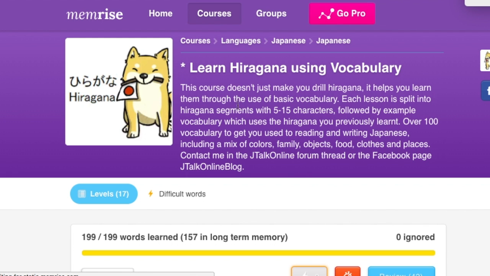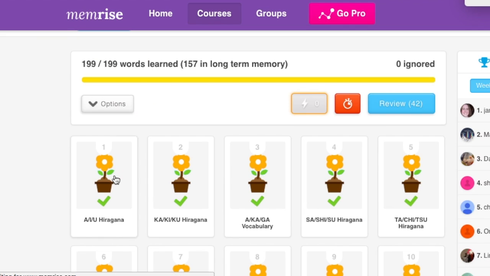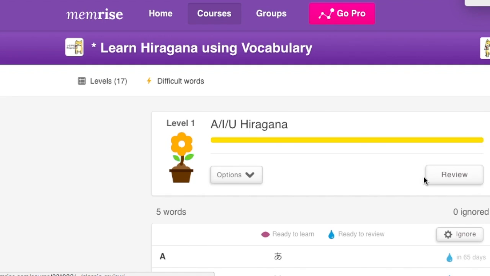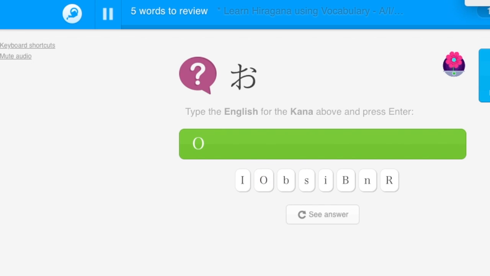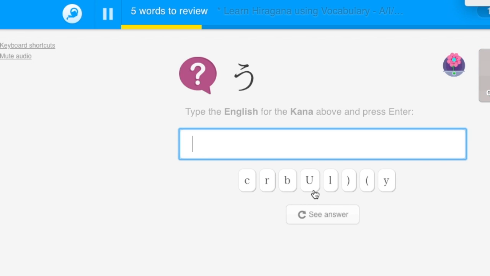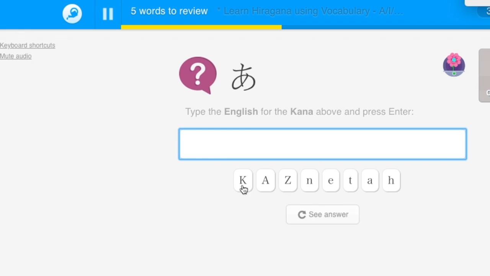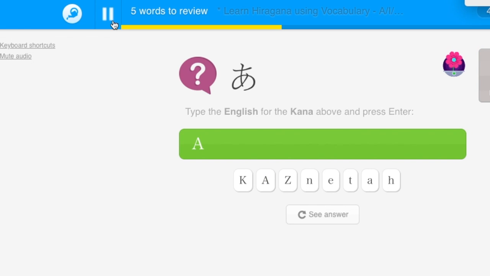This is what it's going to look like. You're learning hiragana using vocabulary. You do it, and then it's just really good practice. So this is an example. So this is o. This is u. So that's how that will work.